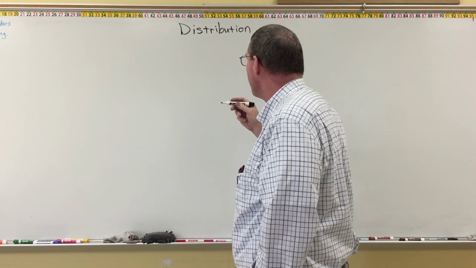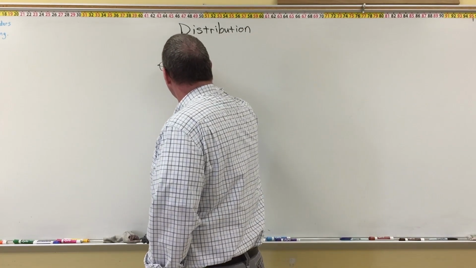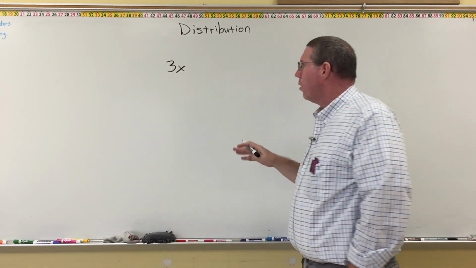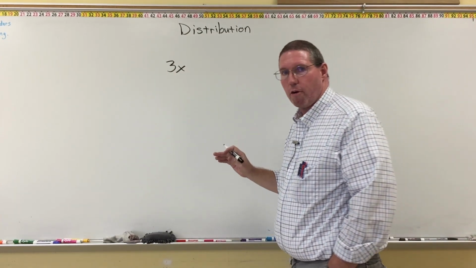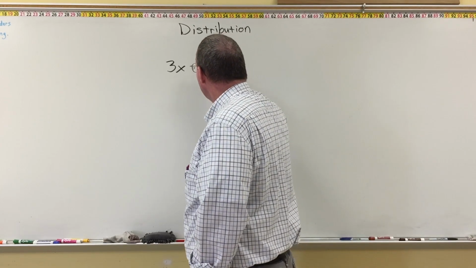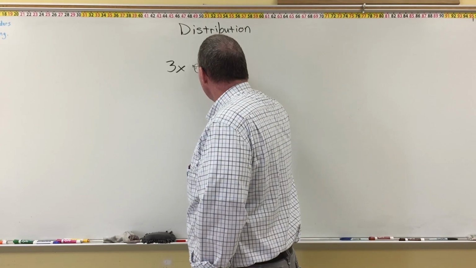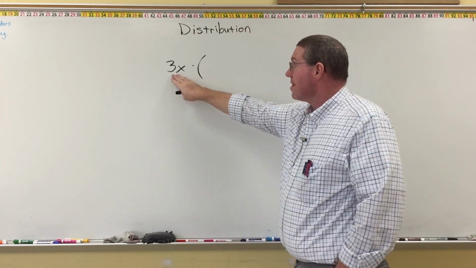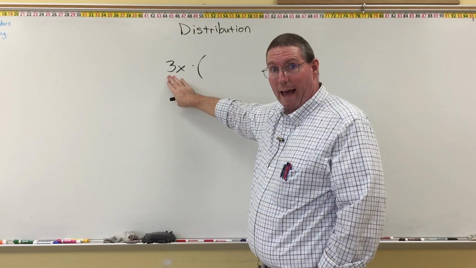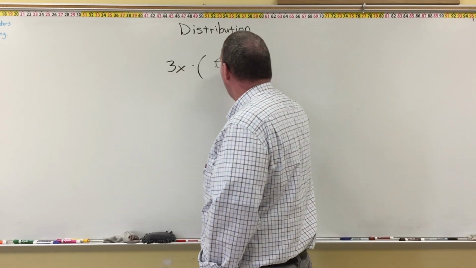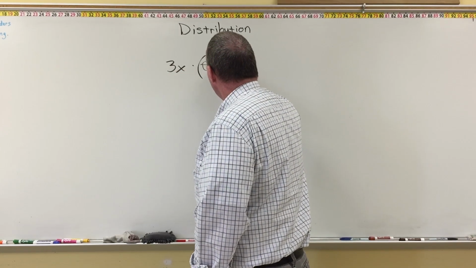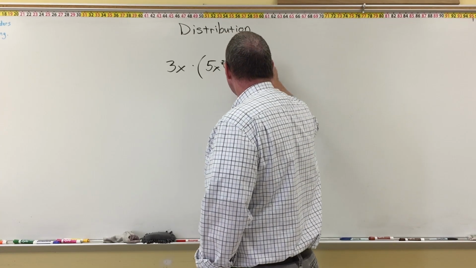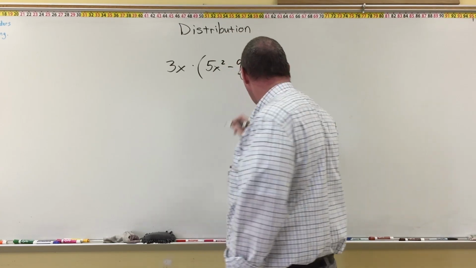Okay, so we know what a term is. Let's say that we had the term 3x. And let's say that we wanted to multiply this term 3x times a larger expression. So this is a single term expression, 3x. Let's say we wanted to multiply it by the expression 5x squared minus 9x plus 2, okay?